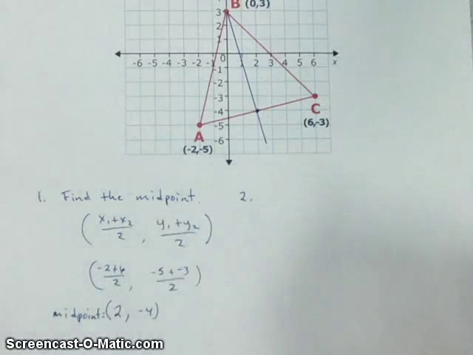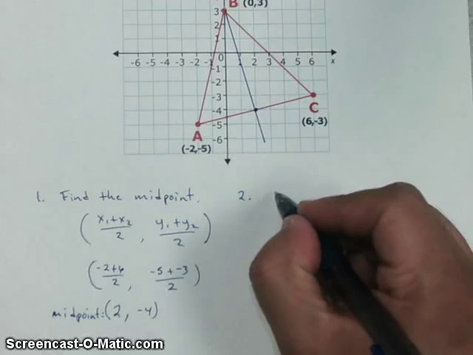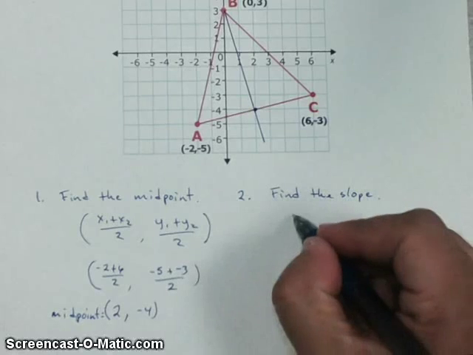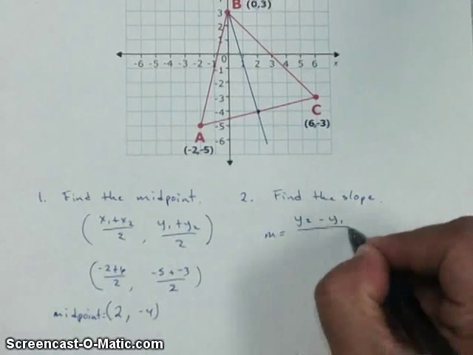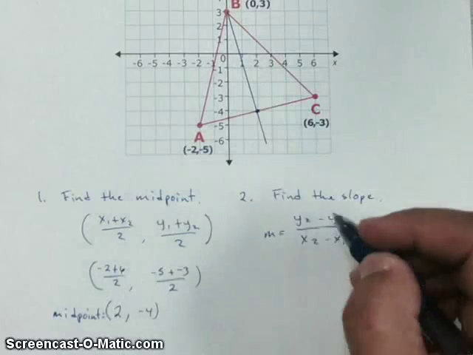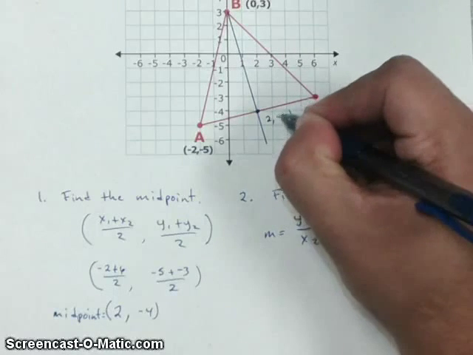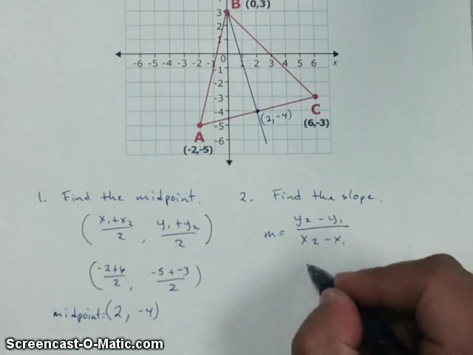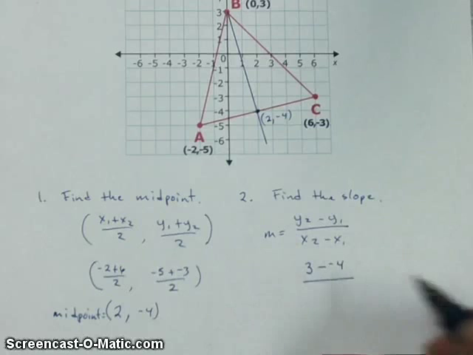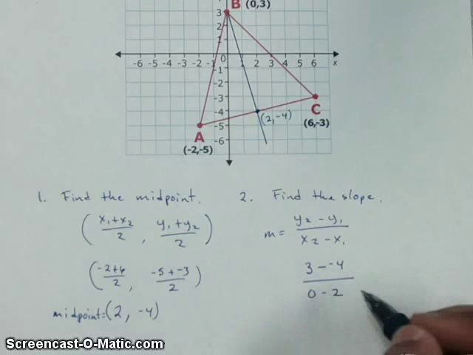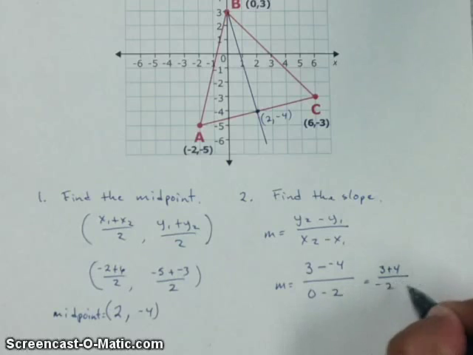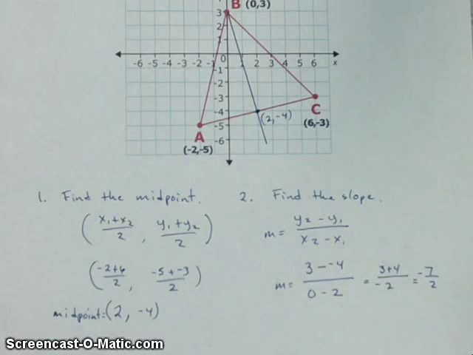Then in step 2, we need to find the slope of this new line, the median. Remember, the formula for slope is y2 minus y1 over x2 minus x1. So substituting point B and this midpoint, which is 2, negative 4, our slope is going to be 3 minus negative 4 over 0 minus 2. Which comes out to 3 plus 4 over a negative 2. So that gives me 7 over negative 2, so that's a negative 7 halves.